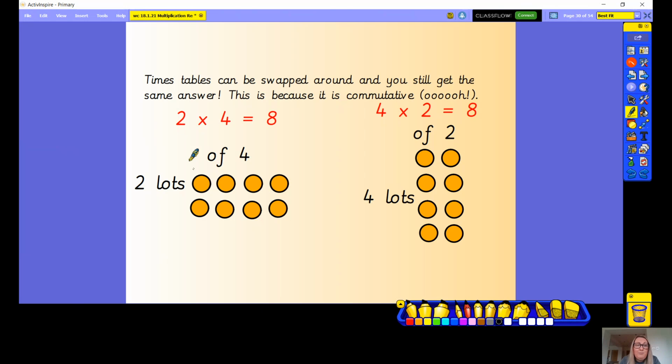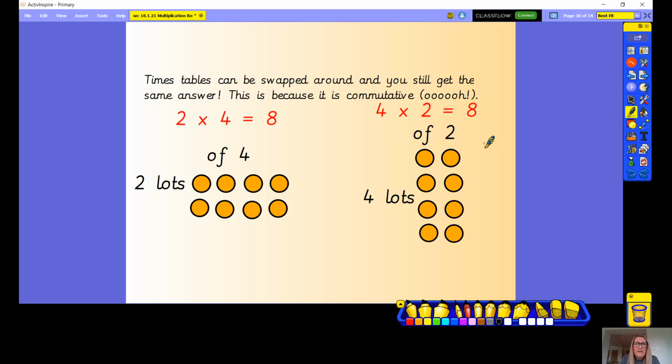And let's have a look at this example below. So we've got 2 times 4, or 2 lots of 4 equals 8. So we could draw that this way. We could draw 4 circles and 2 lots of them. So 2 lots of 4 circles, and the answer is 8. 2, 4, 6, 8. However, we can swap those numbers around and we could do 4 lots of 2, and the answer would still be 8.